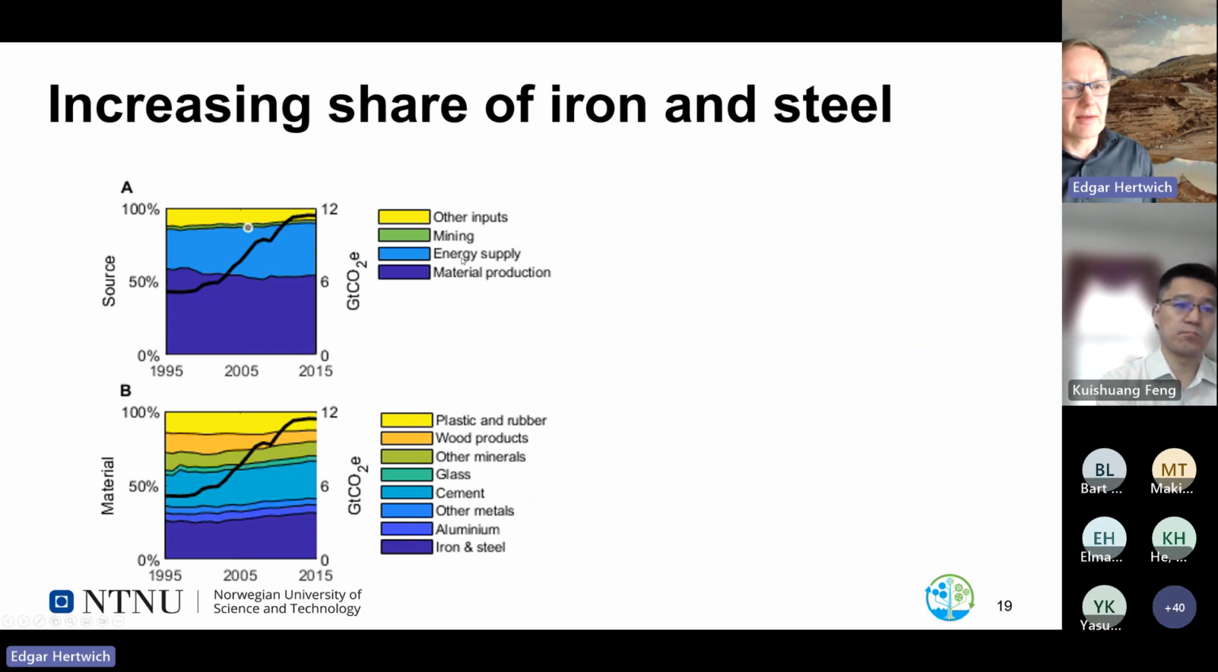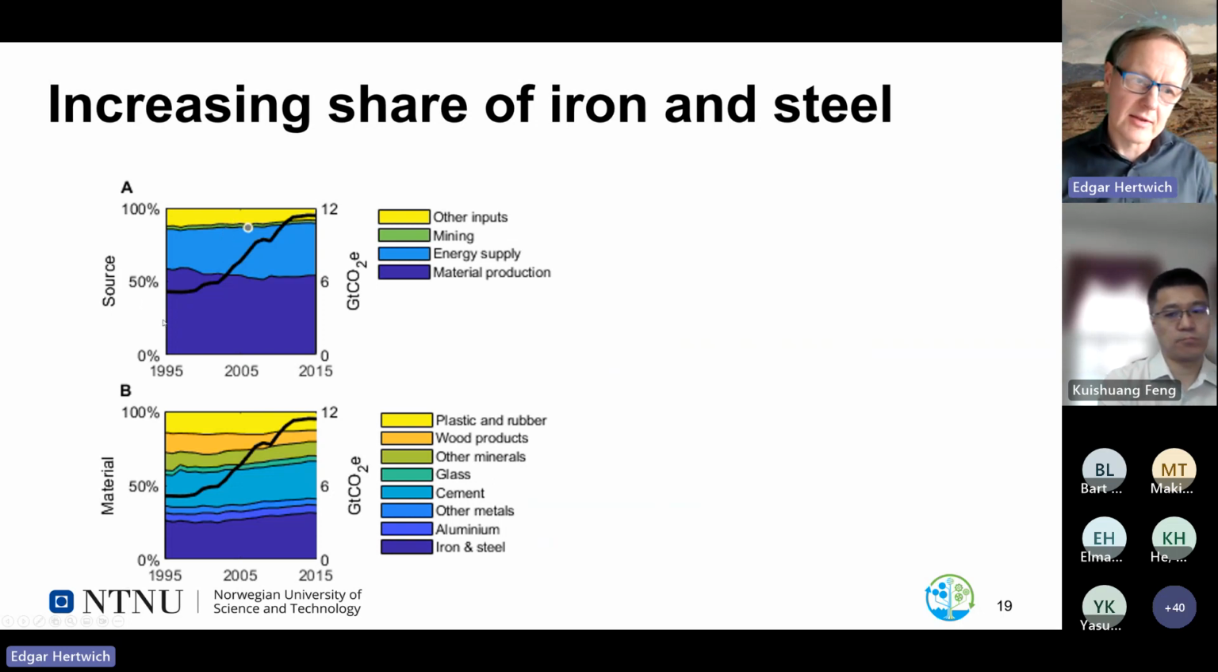And then I was asking, where do these emissions happen? A lot of them are in the material production step itself, so iron smelting and aluminum electrolysis and cement production, right? Then the energy supply to the different production processes, and mining was surprisingly unimportant if you took away the energy. And the line here indicates the total emissions, now not on the log scale but on the linear scale. And you can see that this has more than doubled in this time period from 1995 to 2015.